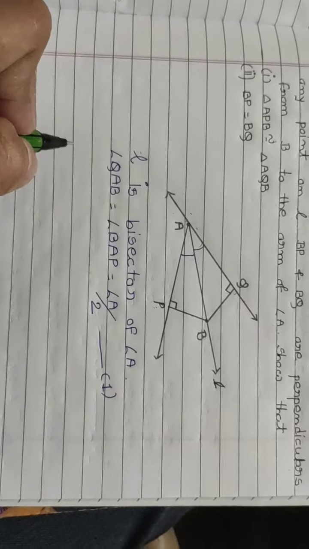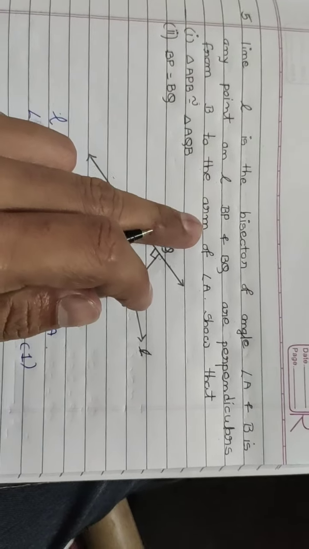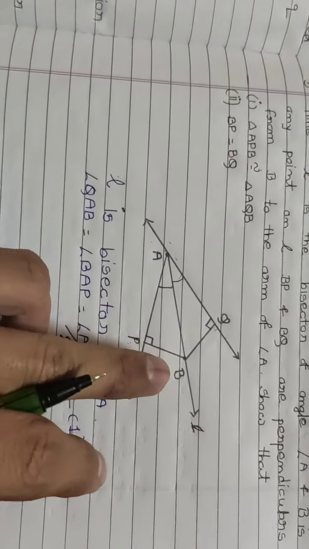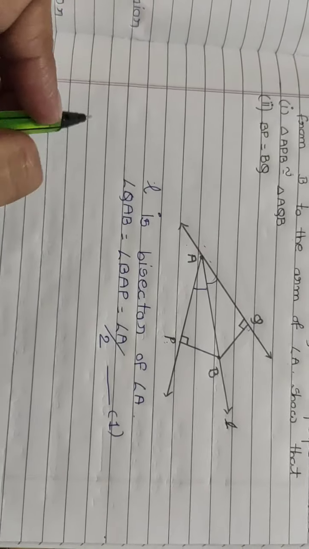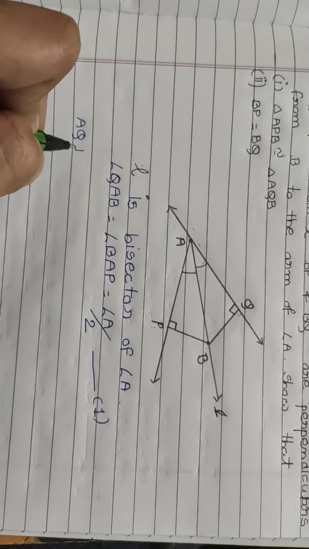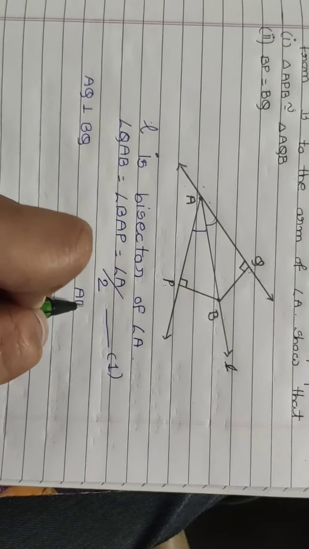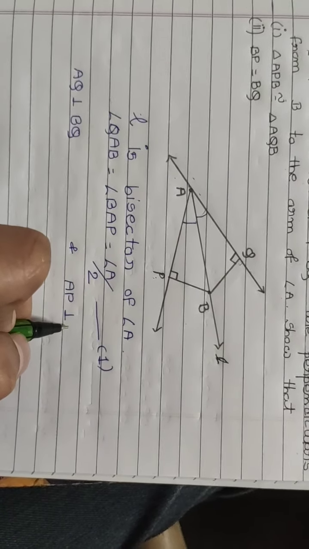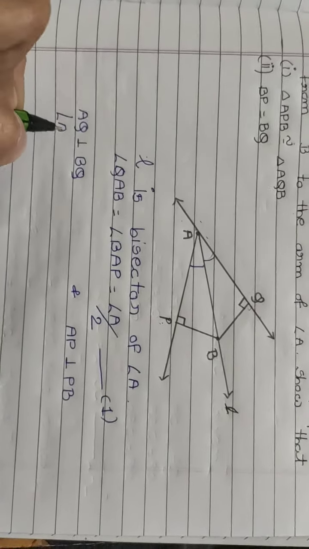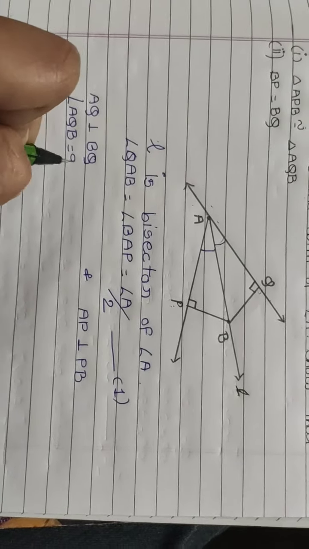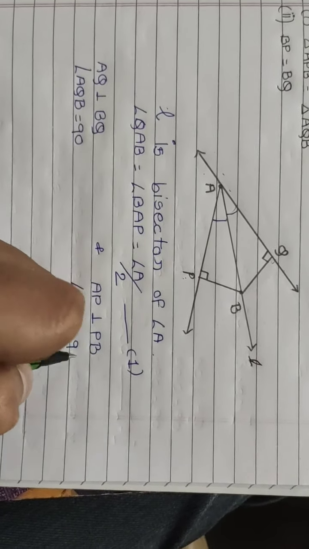Now second one, it is given that BP and BQ are perpendicular arms from B to the arms of A. That means BQ is perpendicular to AQ and AP is perpendicular to BP, right? That means AQ is perpendicular to BQ and second one, AP is perpendicular to PB. That means angle AQB is equal to 90 and angle APB is also equal to 90, right?